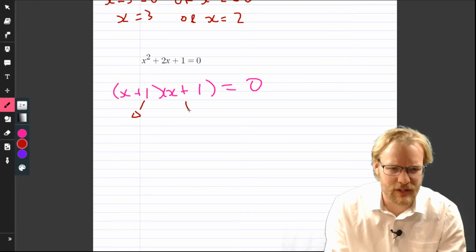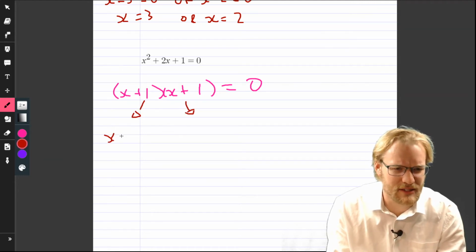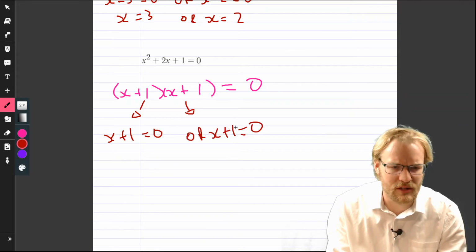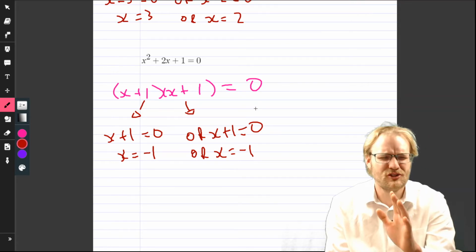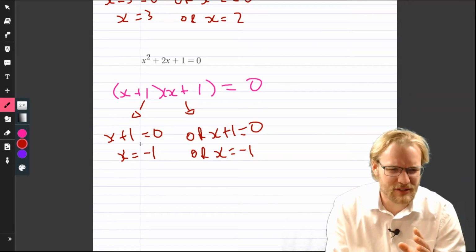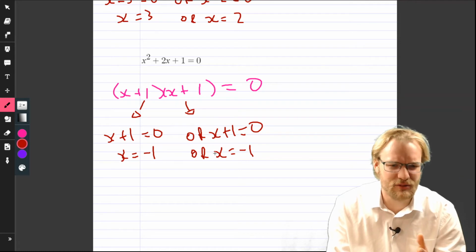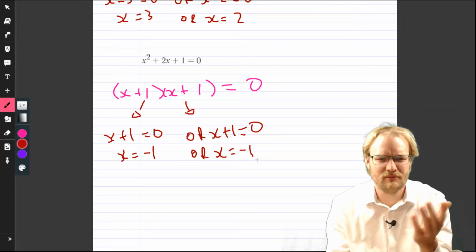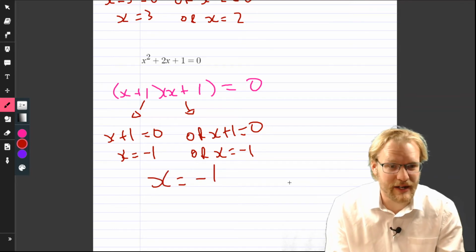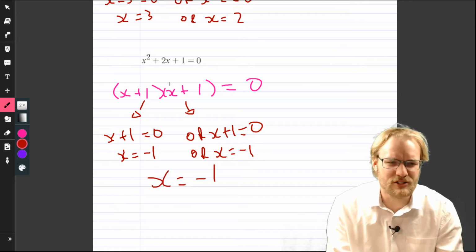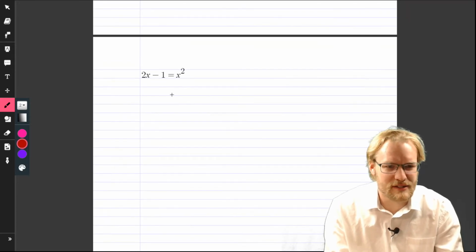So let's just run through the motions here and try and make sense of it. So x plus 1 equals 0, or x plus 1 equals 0. So x equals minus 1, or x equals minus 1. So interestingly enough, that's why I keep saying up to two solutions. In this case, this is the same solution, x equals minus 1. So there's only one solution, x equals minus 1. But we did have to factorize to see that. Okay, let's keep at it.